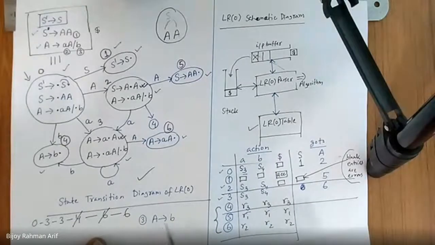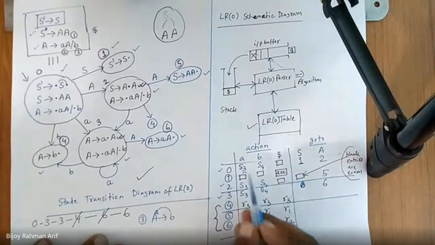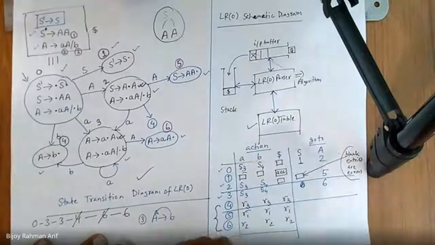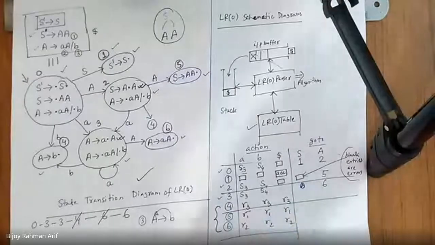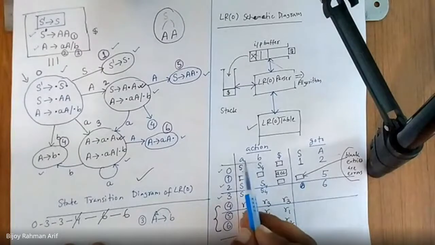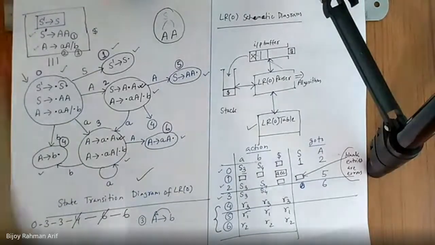That means I'm reducing B to A. When the look ahead is A, I'm reducing. When it is B, I'm reducing. When it is dollar, I'm reducing. They are all terminals, no problem about that, but they are actually representing the look ahead. That means whenever look ahead is A, still I'm going to reduce B to A. When the look ahead is B, still I'm reducing B to A. When the look ahead is dollar, still I'm reducing B to A. Is it a good move or not? Definitely it's not a good move.